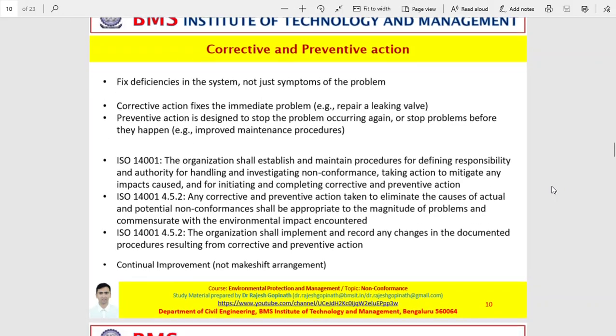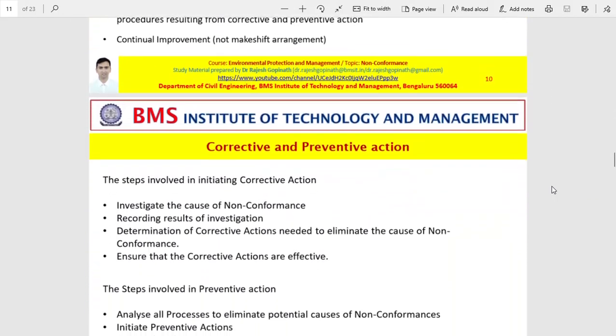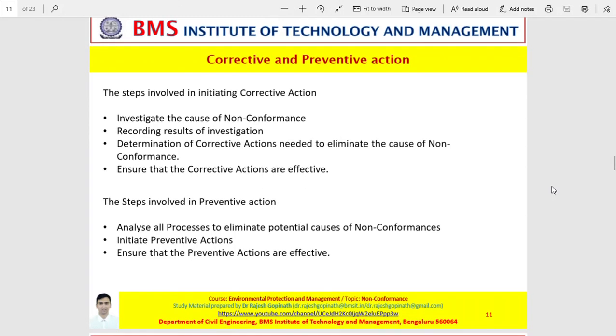Let us now move on to slide 11. So, what are the various steps involved in initiating a corrective action? Firstly, you must investigate the cause of non-conformance. Then you must record the result of your investigation. Then you shall determine the corrective actions which are required to eliminate the cause of non-conformance.